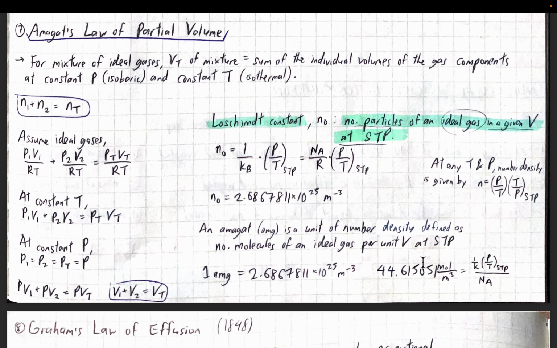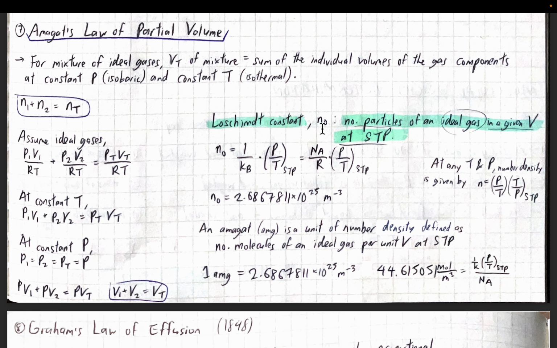Okay. So after Dalton's law, we have Amagat's law. This one is for partial volume. Same concept, N1 plus N2 equals Nt. In this process, we consider it as isobaric, so constant pressure, and isothermal, so constant temperature. So you have all that.